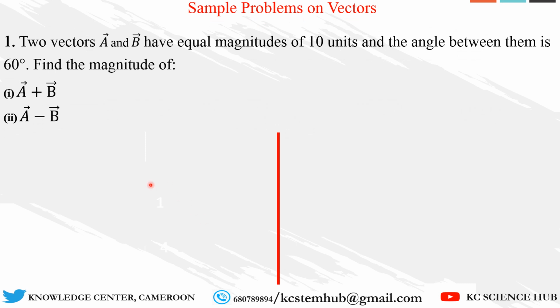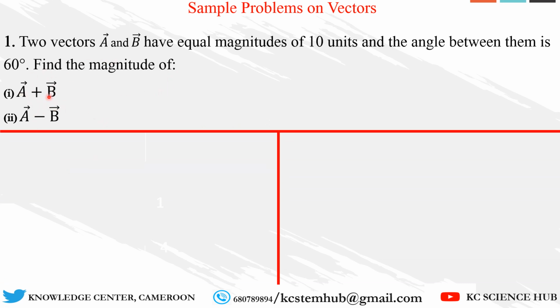I'm going to solve the problem. Two vectors A and B have equal magnitudes and that. So find the magnitude of A plus B. Well, A plus B is basically the sum of these two vectors, whose angle between them is 60. So if I'm summing two vectors whose angle between them is 60 degrees, then I'm just looking for the resultant of those two vectors, right?